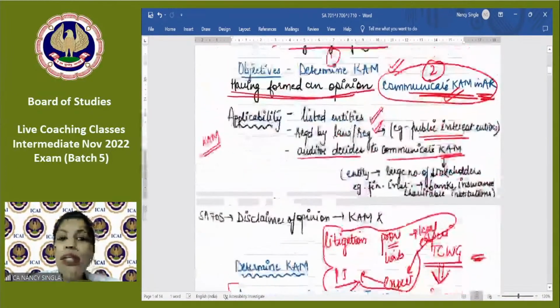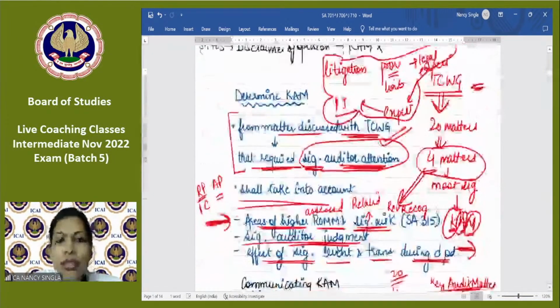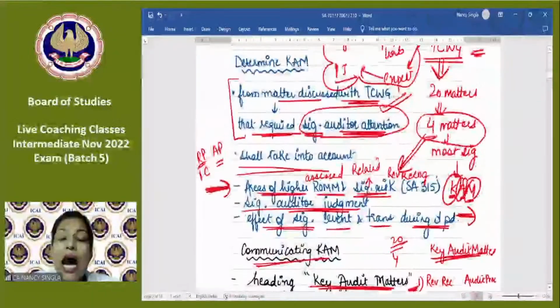What is the objective? To determine what is a key audit matter and, having formed an opinion, because opinion तो बन गया, now to communicate key audit matter in audit report. Listed entities mandatory, if law and regulation required then also mandatory, and even if it is not mandatory, but if the auditor decides to communicate, he may give a key audit matter. Example, in case of financial institution where a large number of stakeholders are involved, the auditor may decide to communicate key audit matters. Okay?